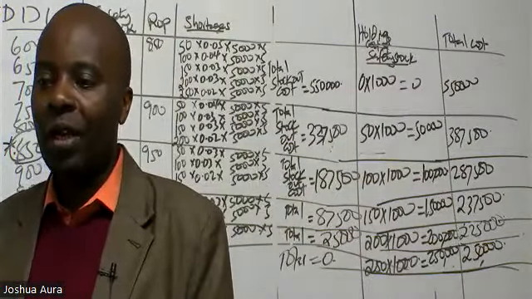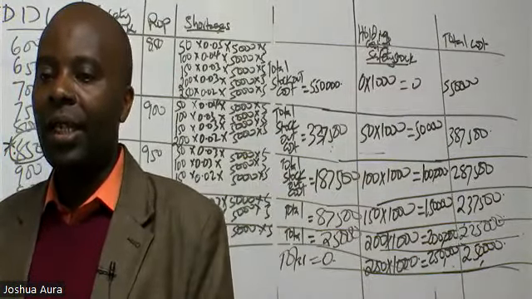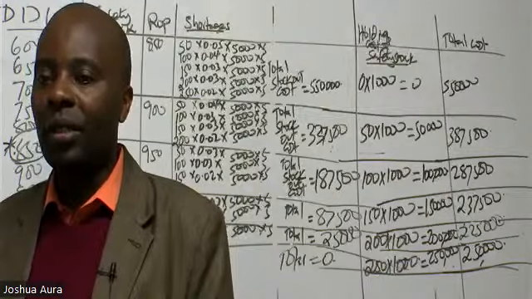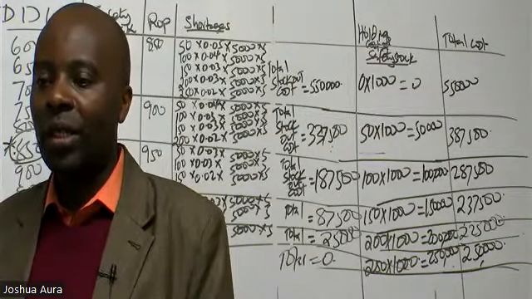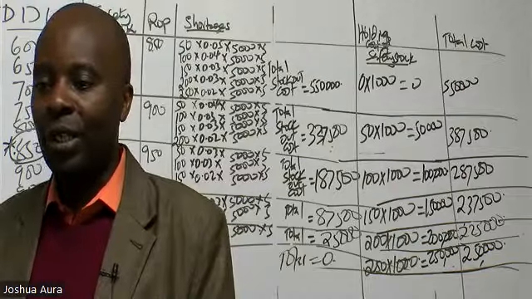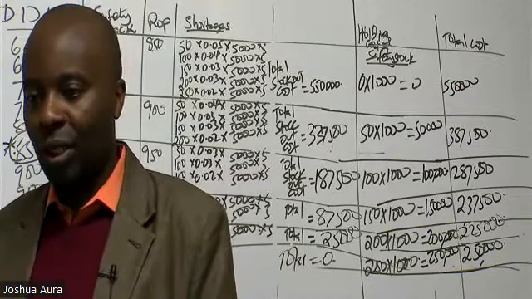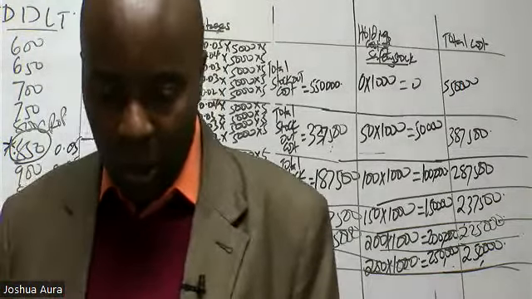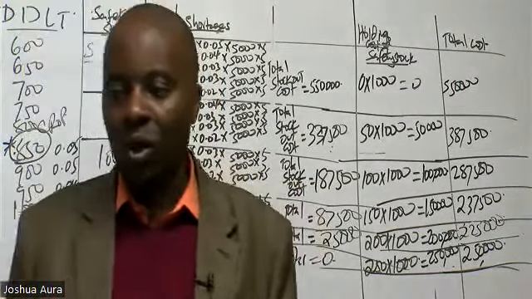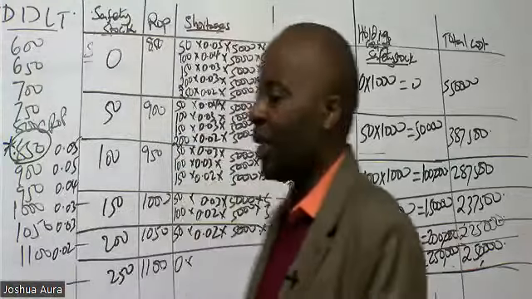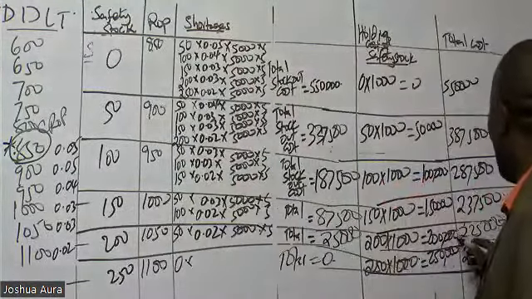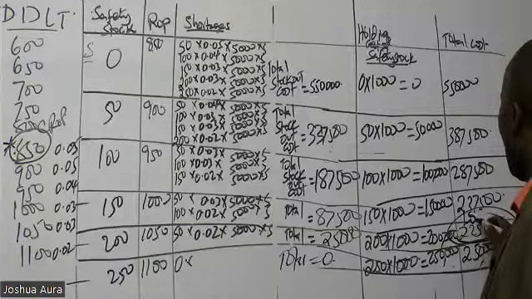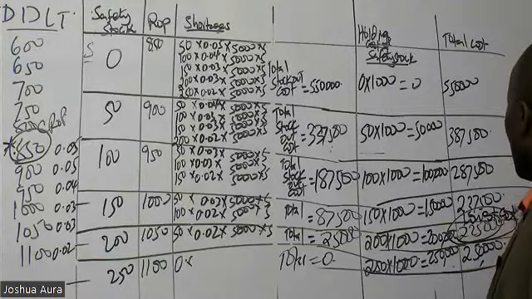Total costs, are they correct? And if they are correct, is there anybody who can pick now the lowest? Is there somebody who can pick the lowest amongst all those costs? Which one is the lowest? They don't want to talk to me. Which one is the lowest? 225,000 is the lowest cost.